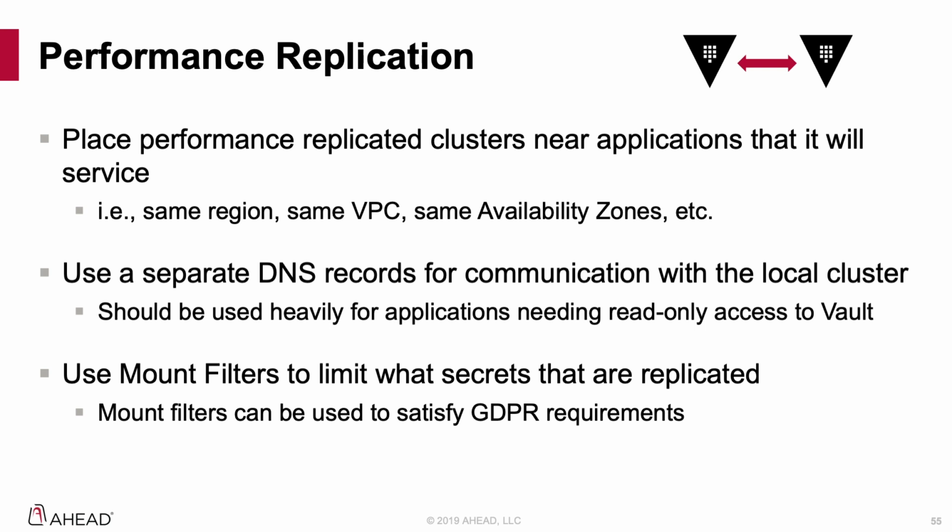So if you have a primary cluster, you may have, in our example, Charlotte vault, and our one in London, we have London vault dot ahead.com or whatever. So then your local clients have a DNS record to communicate with their local Vault. It should be used heavily for applications needing read-only access. So if you have applications somewhere else, you can point them to the performance replicated cluster and have them do all the reads from Vault there.